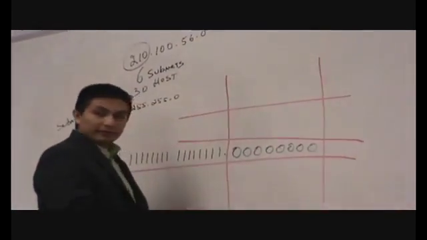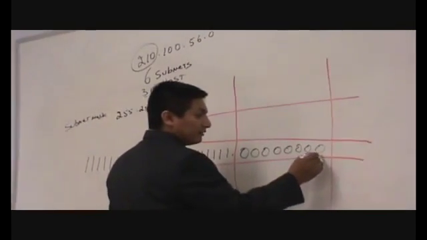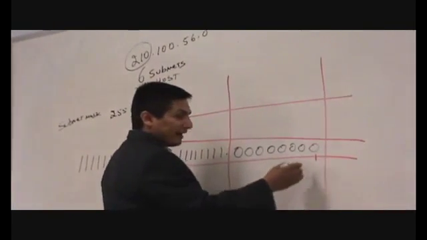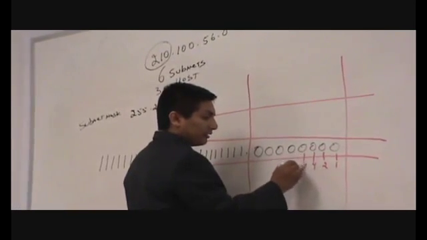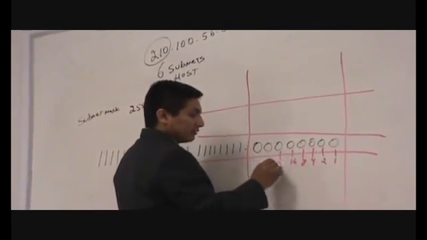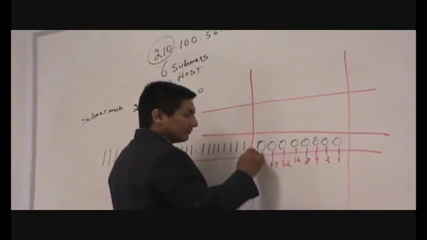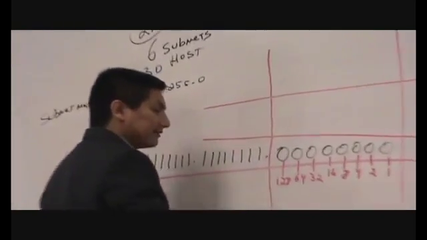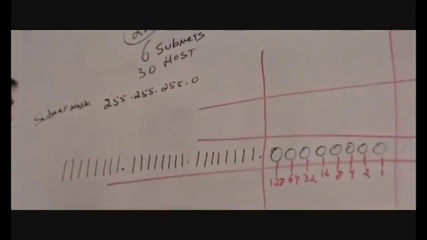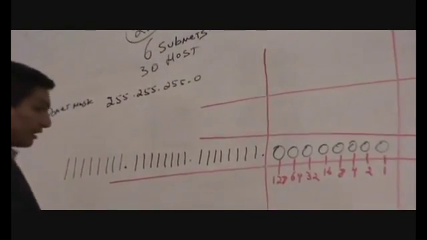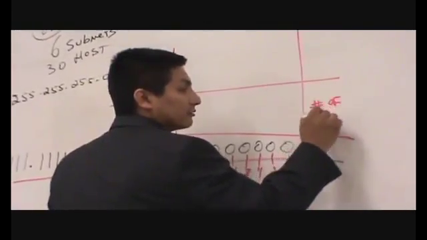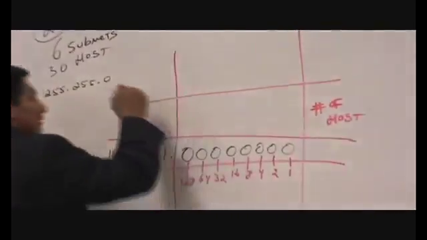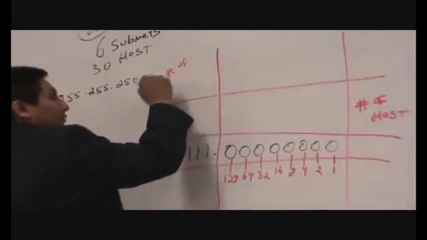And then if you remember from the previous lesson, these are the positions of the binary values: 1, 2, 4, 8, 16, 32, 64, and 128. That is the binary value of each position. Now here, we're going to write number of hosts. And here we're going to write number of networks.